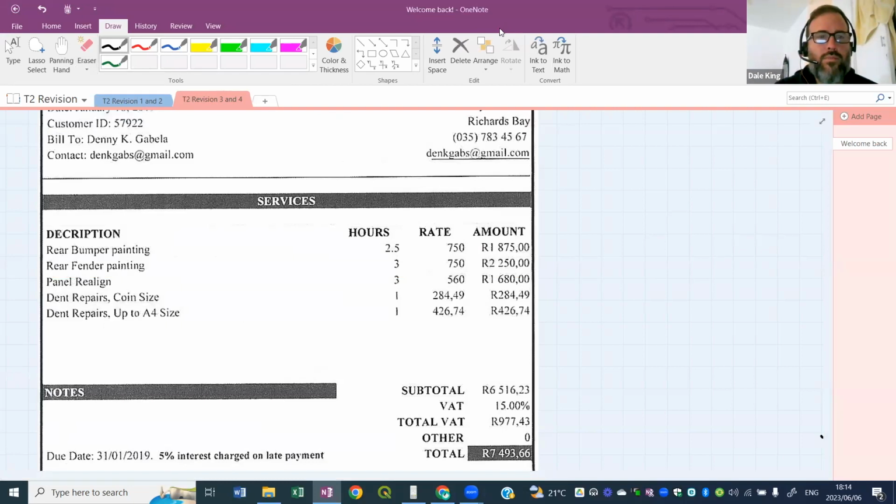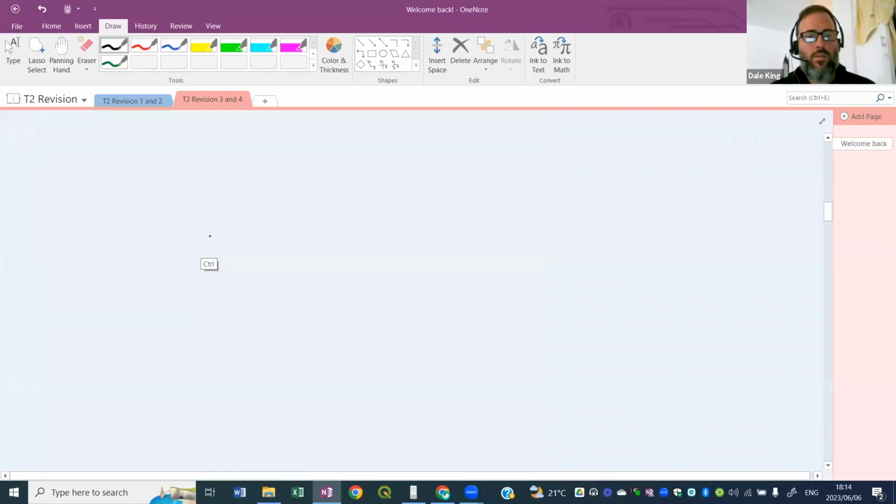Anybody? Somebody? There we go. Rear fender. Okay, rear fender painting. All right, make sure you write the whole thing. If you write it in the exam, rear fender painting is one service that was rendered.